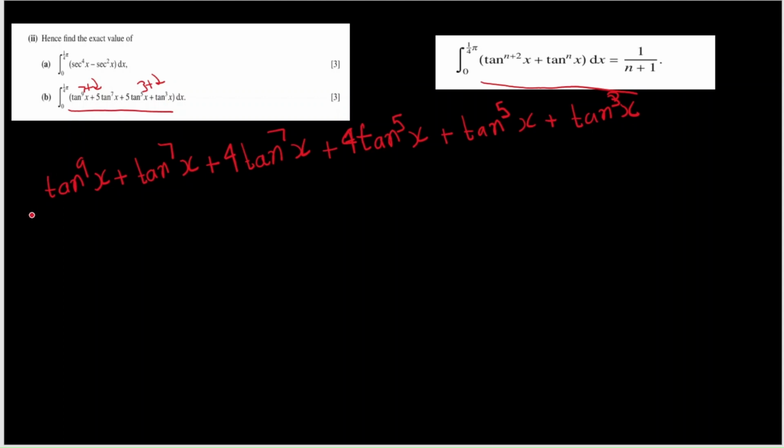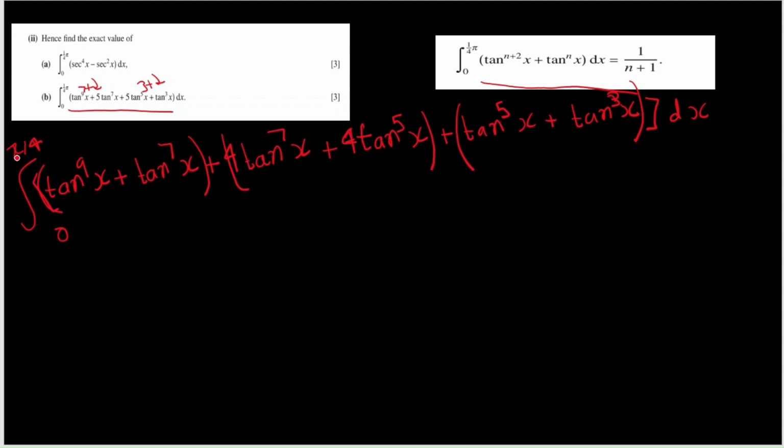So just let me write this 0 to pi by 4 over here, and this is bracket dx. But do you see anything? Is this following a pattern? Tan 9x plus tan 7x, 4 tan 7x plus 4 tan 5x, tan 5x plus tan 3x. Isn't it following a pattern from the part 1, from the above part that we have done, the first part?